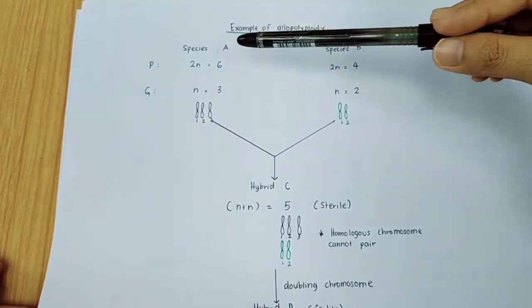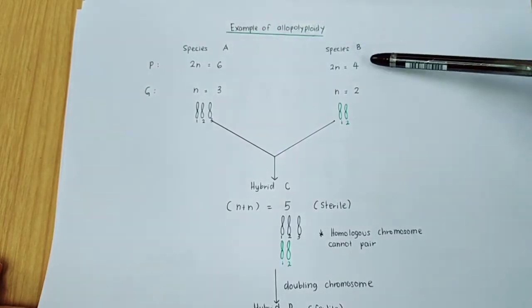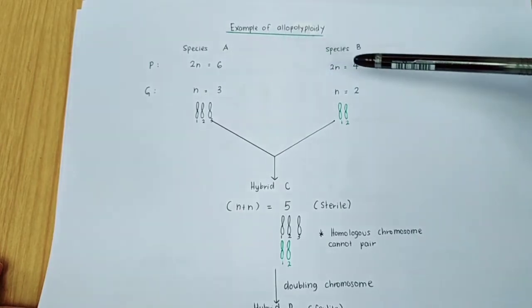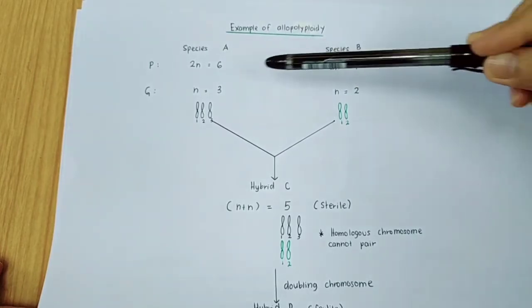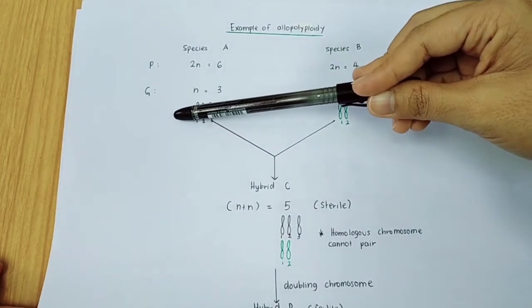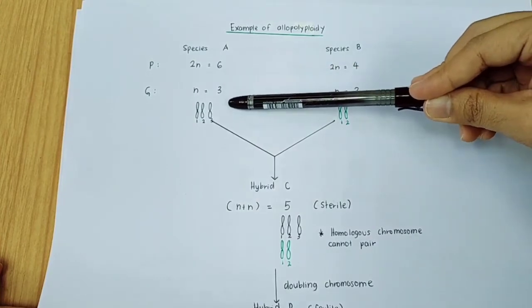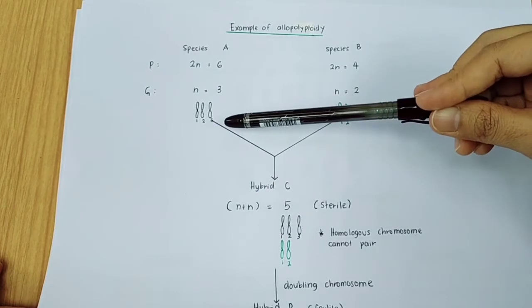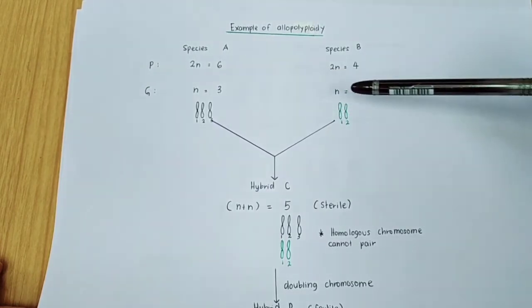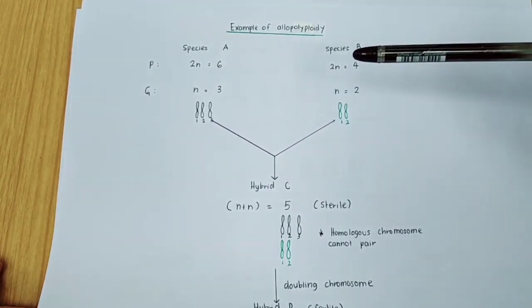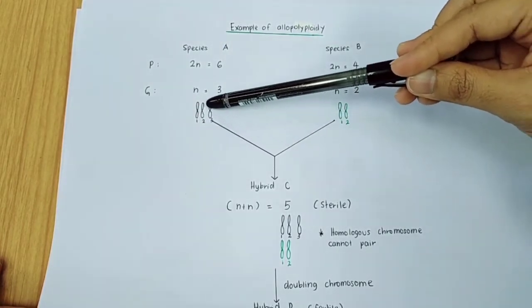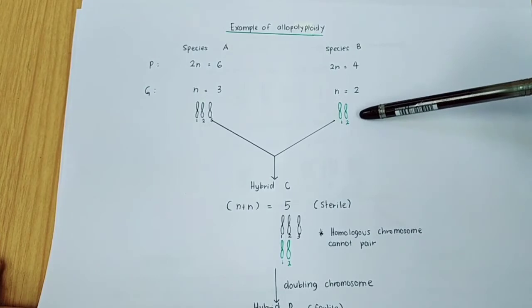So let's say dekat sini kita ada species A and also species B. So species A, it is 2n equal to 6. Species B, it is 2n equal to 4. So, when meiosis is occur to produce gametes, species A will produce n equal to 3. Species B will produce n equal to 2. So, di sini saya bezakan dari segi warna kromosom. Since dia datang daripada species yang berbeza, so let's say for species A, kromosom dia saya beri warna hitam. Untuk species B, kromosom dia warna hijau.